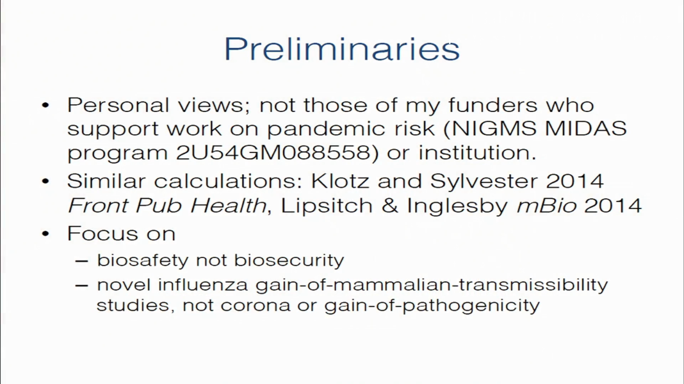The calculations I will present are similar to those of Klotz and Sylvester and are provided in a new article by Tom Inglesby and myself recently published in MBio. I will focus on biosafety, not biosecurity. I will focus also on novel influenza gain of transmissibility experiments, not coronaviruses and not gain of pathogenicity. Although I think formal analyses are needed in those areas, my guess at this time, reinforced by what we heard in the last session, is that the risks of mouse adapting coronaviruses will be smaller and the benefits greater than those of flu gain of transmission experiments.